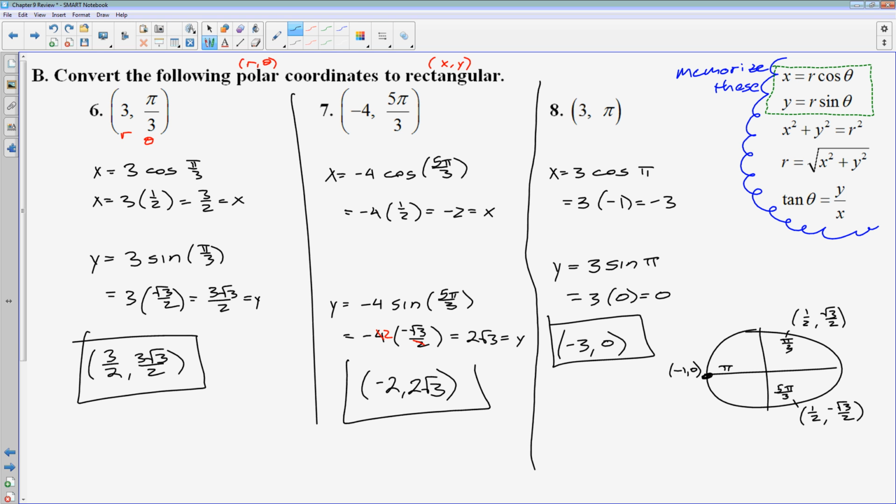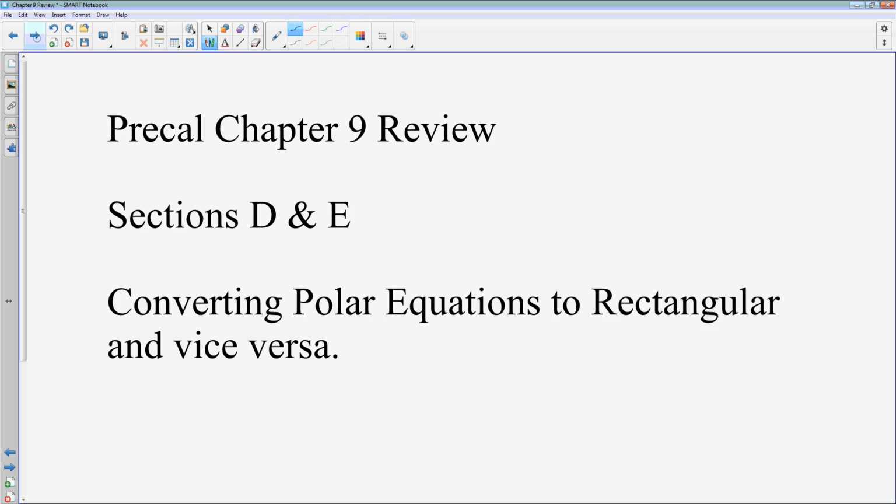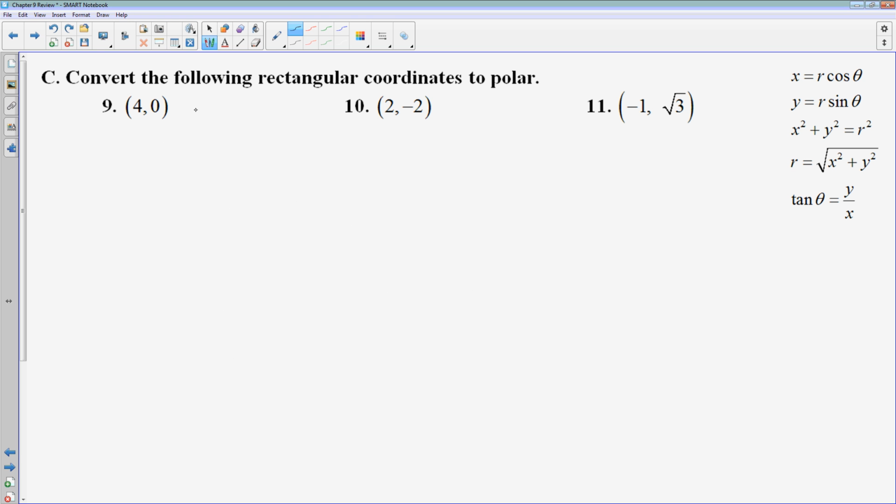So there is converting polar to rectangular. You simply throw it into x equals r cosine theta and y equals r sine theta, and there you go. Going in the other direction is a little bit trickier, because here we have x's and y's, and to go from xy to r theta can be a little tougher.